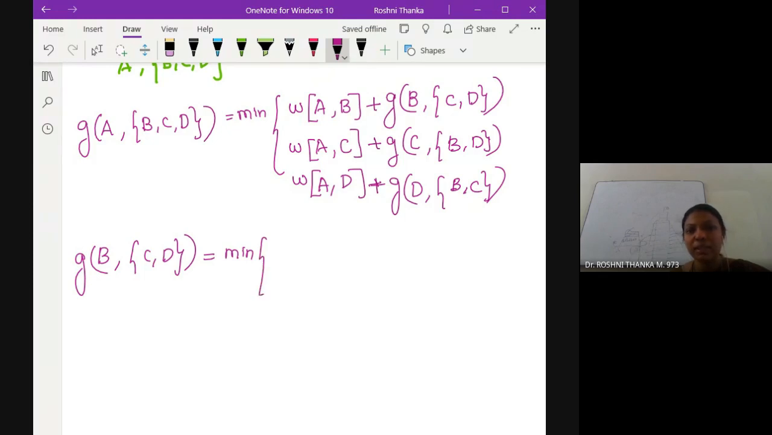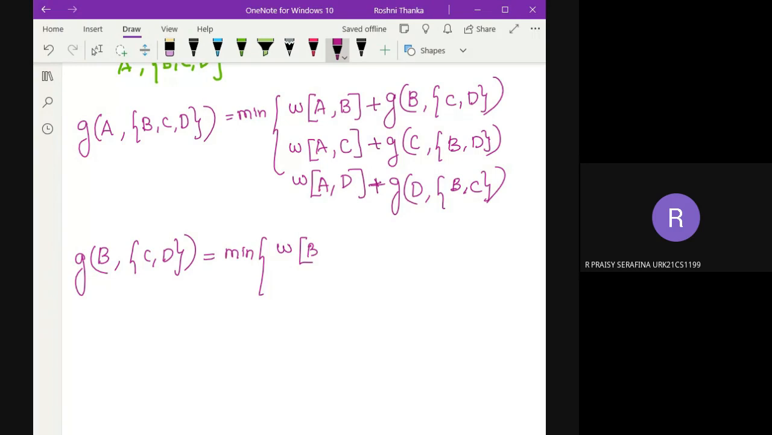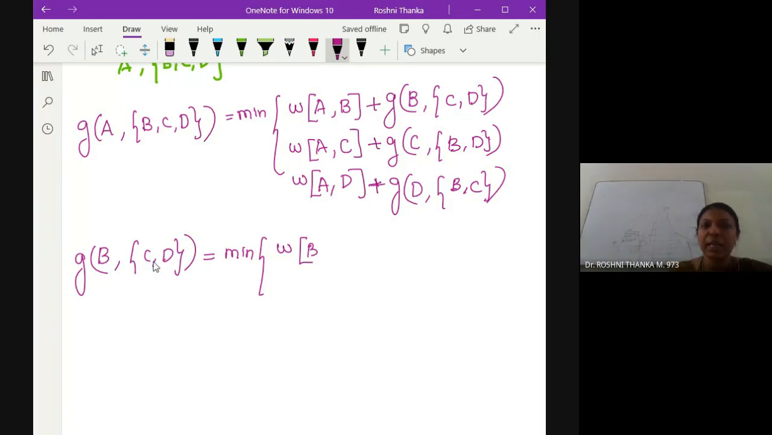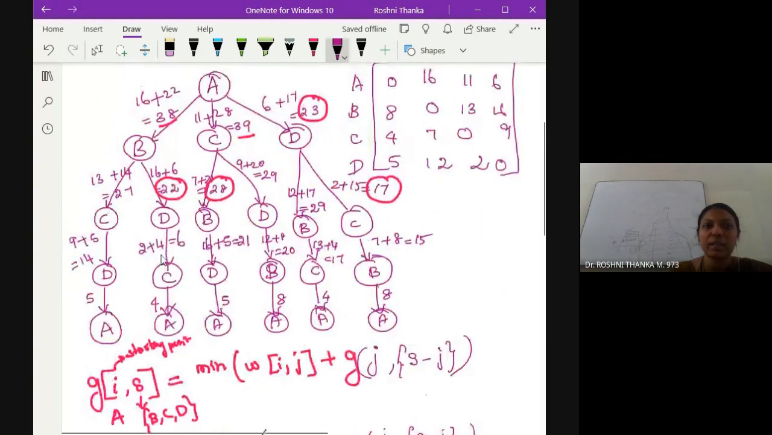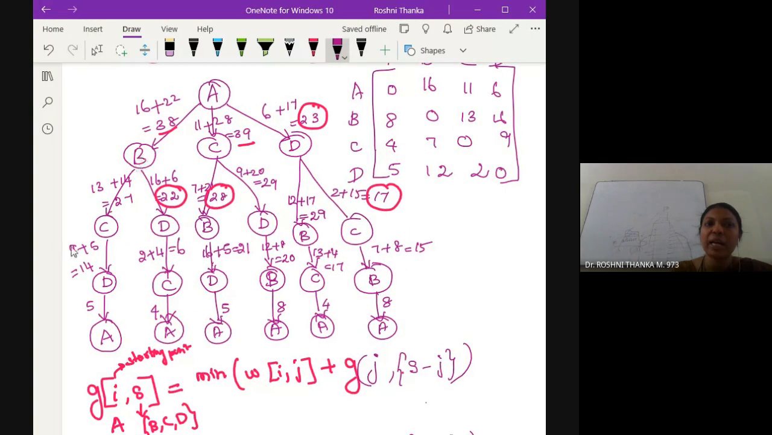What will come here? For this input, what will be the answer? Weight of... What is the starting location? B, ma'am. Exactly. So from B, when he starts, we have two options. Here you can see, he came to B. Now he again has two options, either C or D.